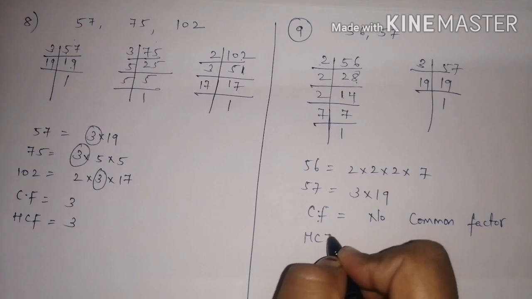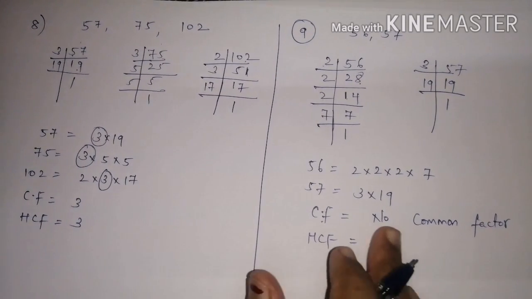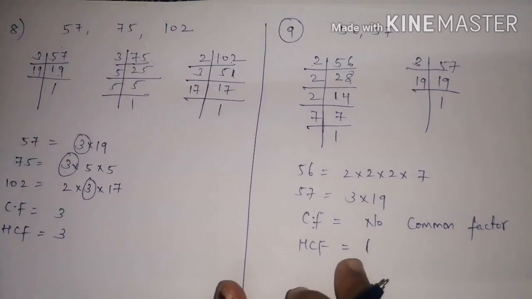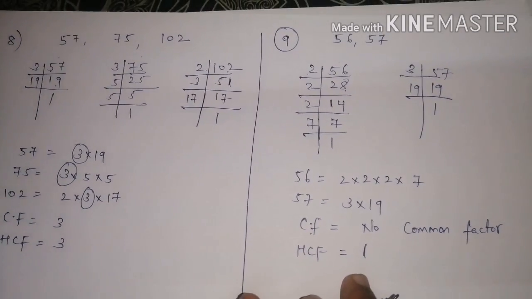And if the common factor is nothing, you can write HCF as 1. If you are not getting any common factor, their HCF is always 1. Remember that. The last sum, 10th one.